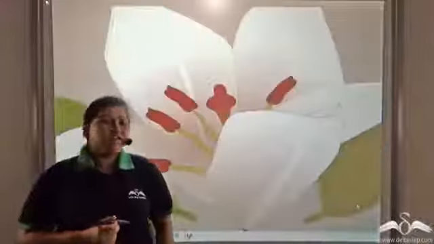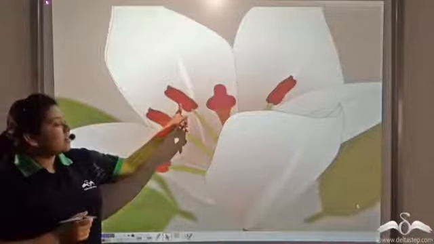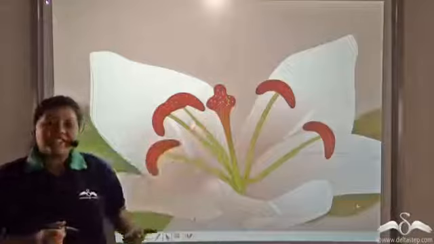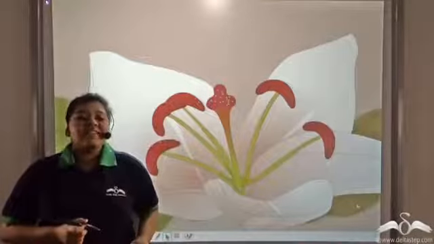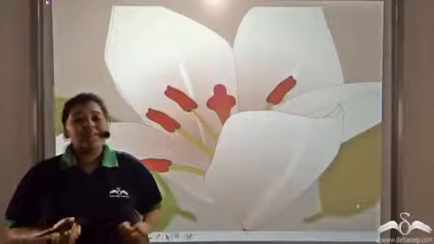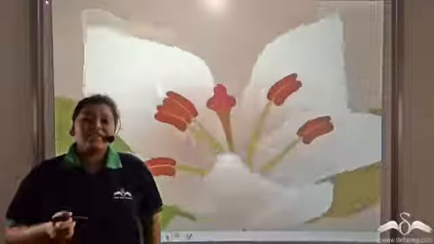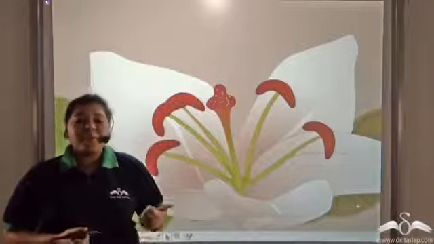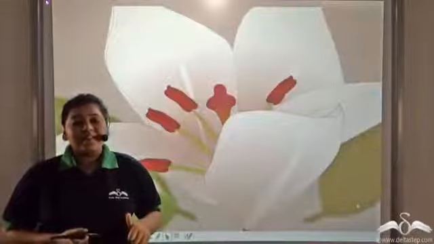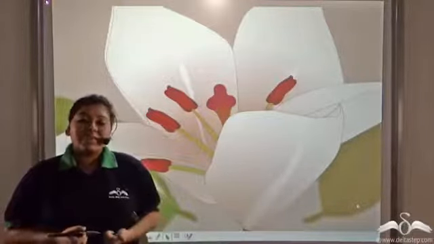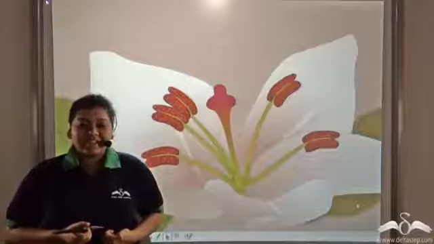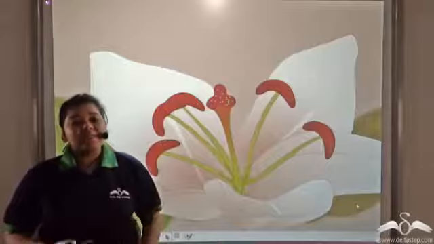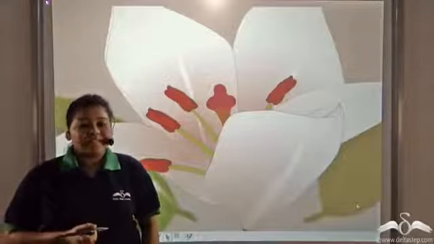The transfer of pollen grains from the anther to the stigma is known as pollination. Now, pollination is not enough for reproduction of a new plant. It has to be followed by a process in which there is fusion of pollen grains with the ovule. And this process is known as fertilization. So pollination followed by fertilization brings about reproduction in a plant.